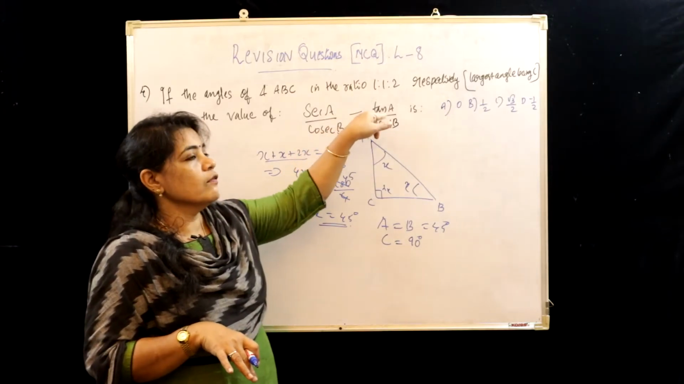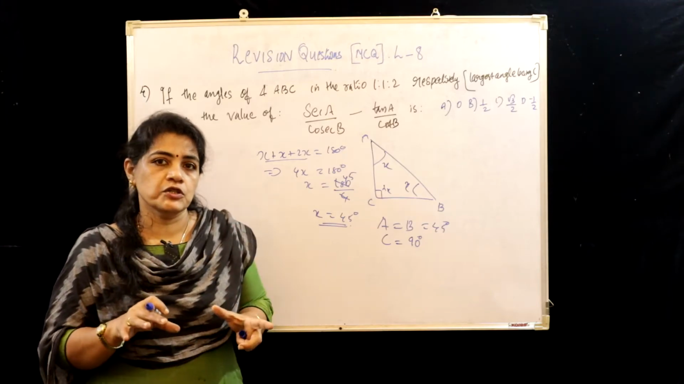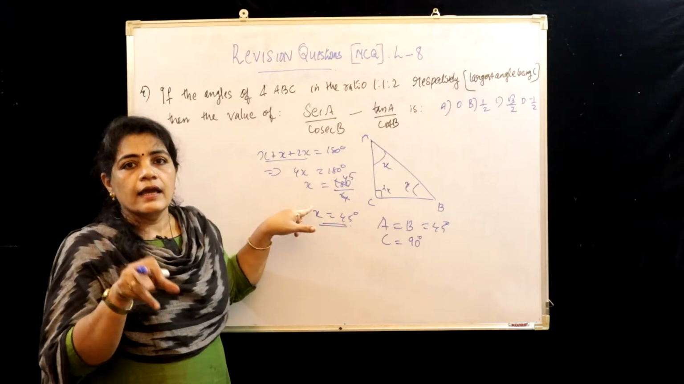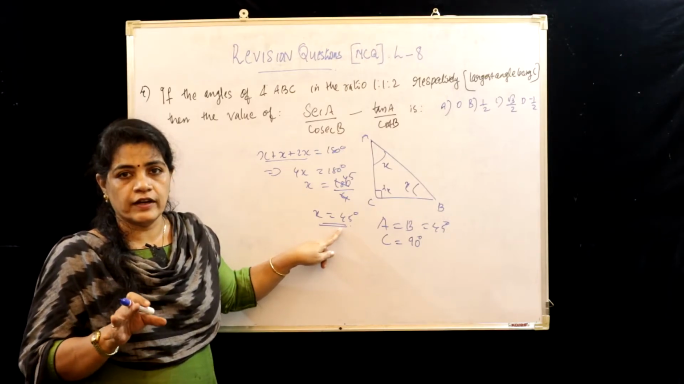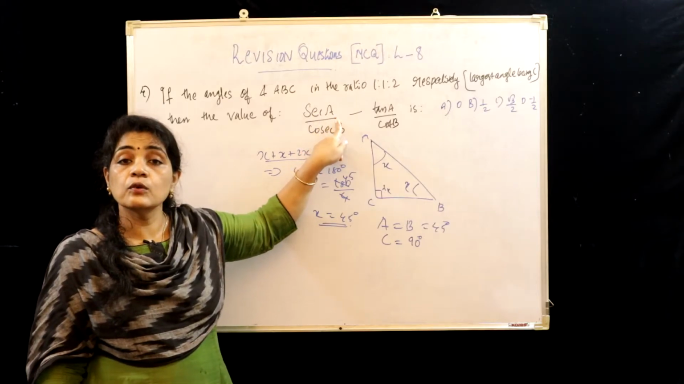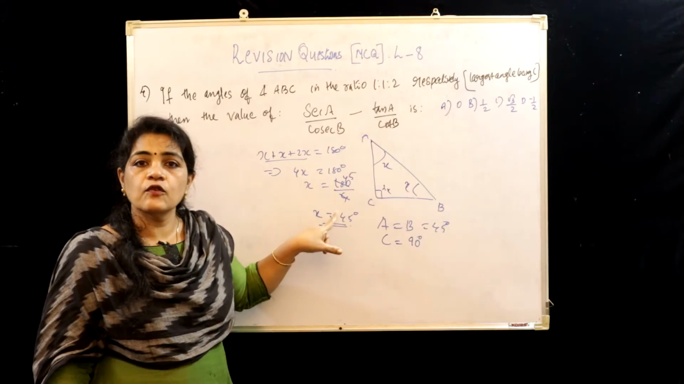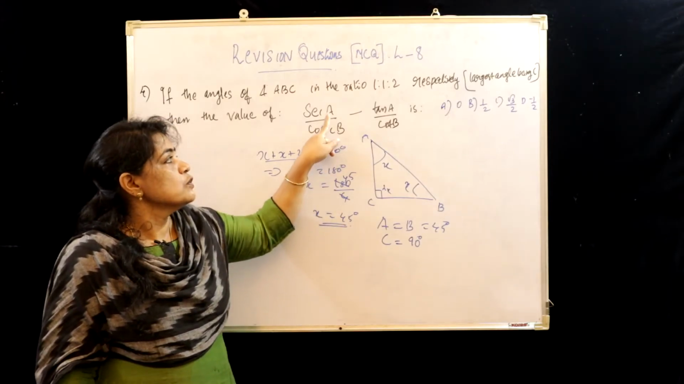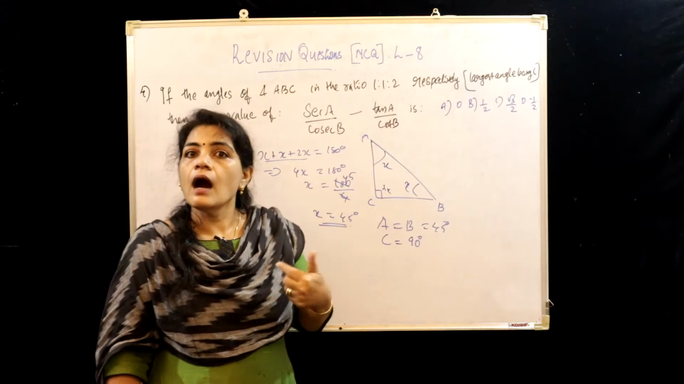Okay, why? Because we have been given the measurement of angles in terms of a ratio. By applying the angle sum property, we can easily reach the value of x as 45 degrees. Understood? Okay, then what is asked? Sec A. So after calculating the value of x as 45, you can substitute angle A as 45. Angle A and angle B are equal.